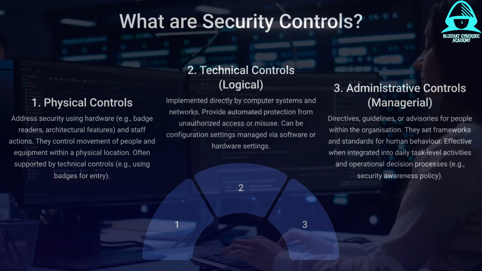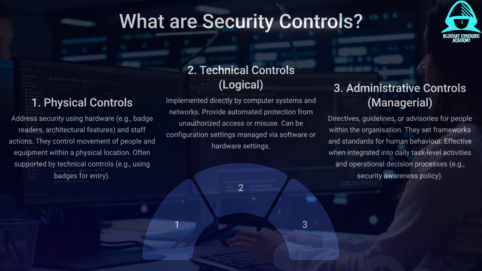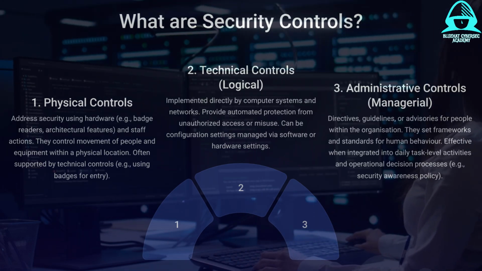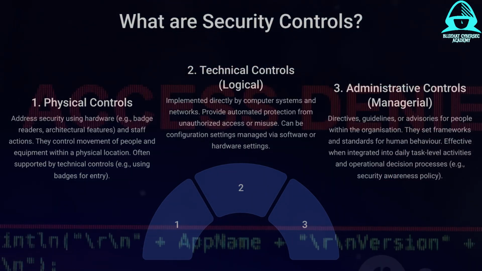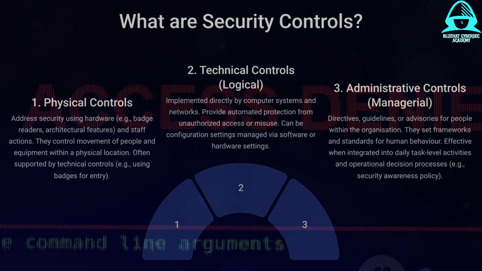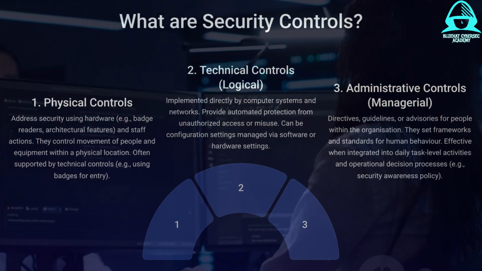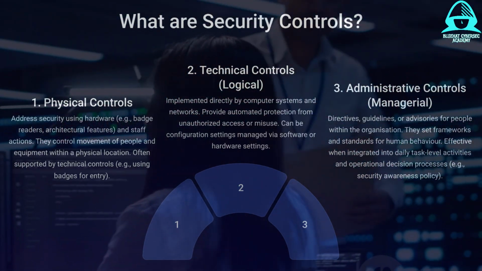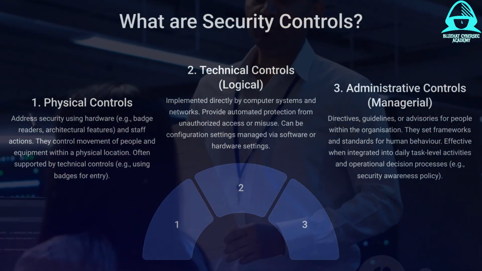Next are technical controls, which are also sometimes called logical controls. They are basically the security measures that computer systems and networks directly put into action. These controls can give automated protection against things like unauthorized access or misuse. They also help in spotting security violations and make sure that applications and data are following the necessary security requirements.